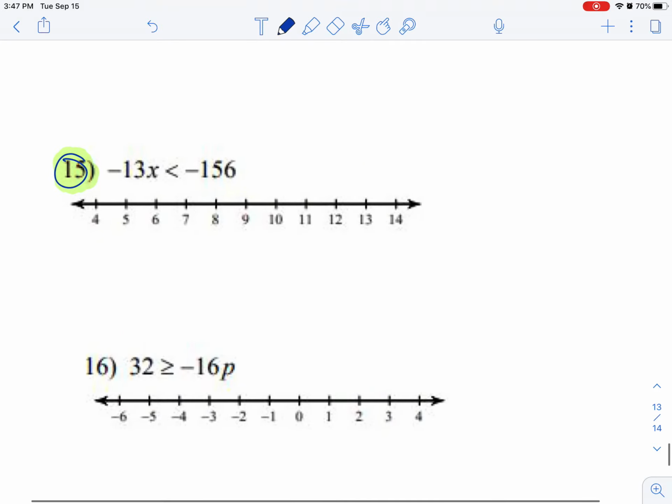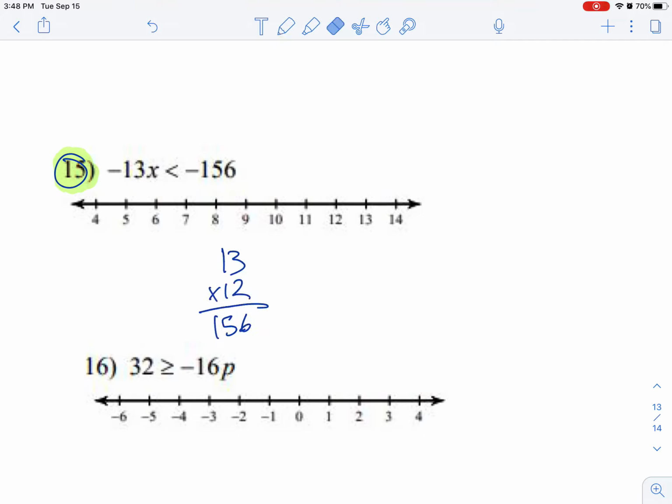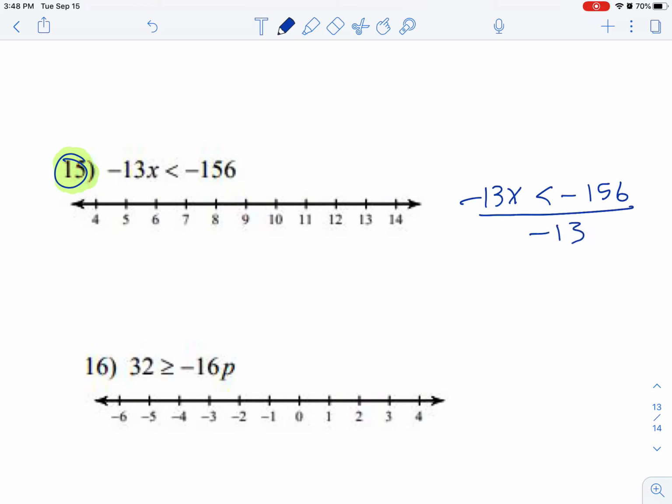Now, you have negative 13x less than negative 156. 13 times 12 is 156. So, if we were to divide negative 13 on both sides, we'll get x is, so what is negative 156 divided by negative 13? It's 12. Now, since it's a negative, we're going to be switching the inequality sign whenever we divide by a negative number. So all the values that will make this solution true have to be greater than 12.